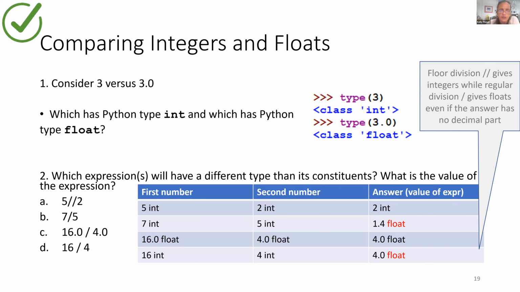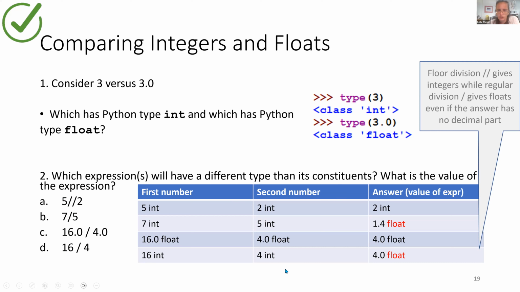All right, welcome back. So here we're going to consider 3 versus 3.0. 3 is the integer and 3.0 is the float, which we recognize because this one has a decimal and this one does not. We can also test that out in Python. Let's take a look at these division problems of various types, with floor division and regular division. 5, 2, 7, and 5 are all integers, and I'm showing you this in our little table here. 16.0 and 4.0 are going to be floats, and 16 and 4, of course, are integers.